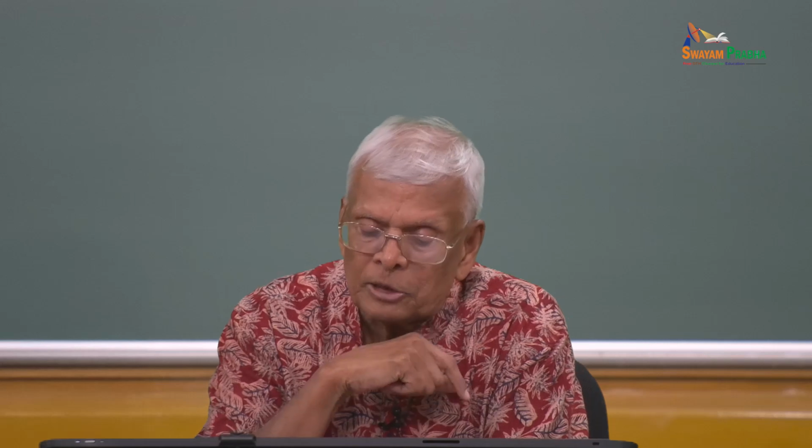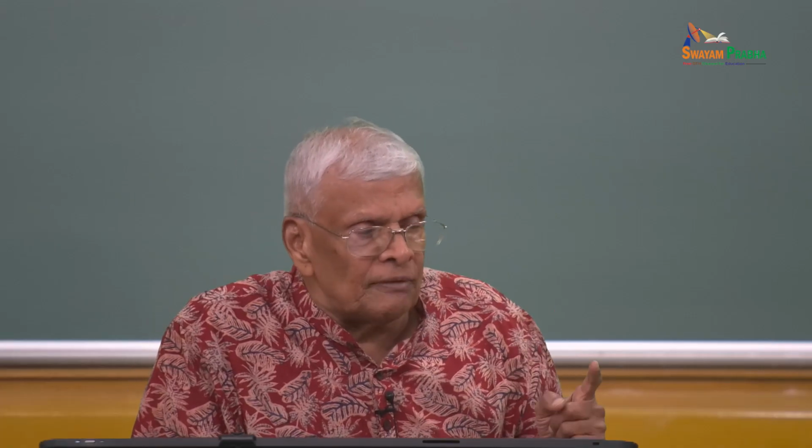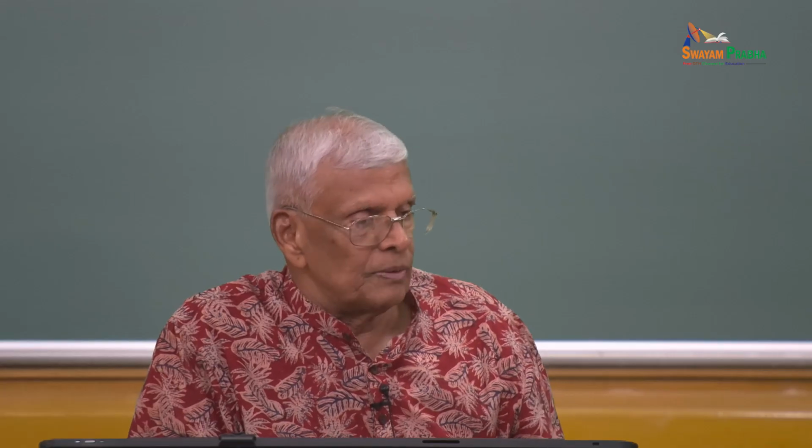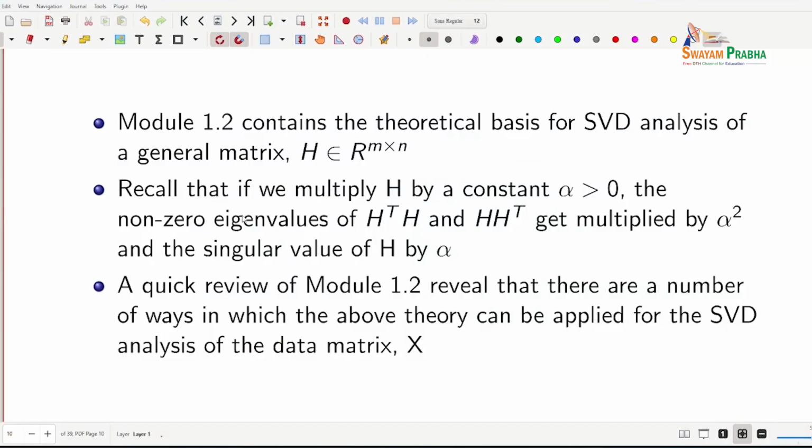Recall that if we multiply a matrix H by a constant alpha, the non-zero eigenvalues of H transpose H and H H transpose also get multiplied by alpha square. The eigenvalues of H transpose H are called the singular values of H. If the eigenvalues of H transpose H are multiplied by alpha square, the singular values get multiplied by alpha. This is a fact that comes from matrix analysis.